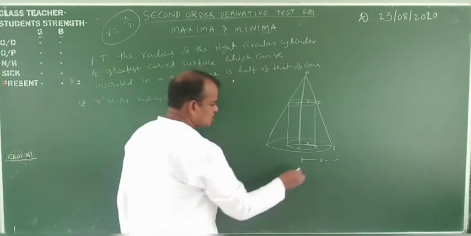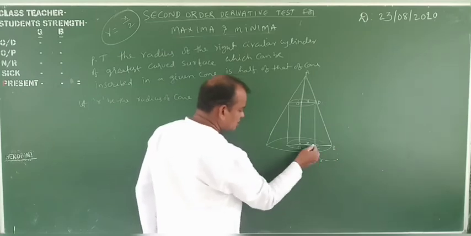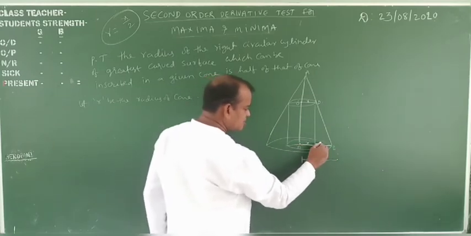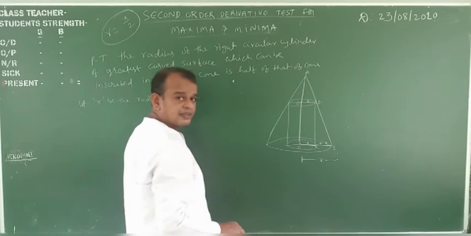What about this, my dear students? This one total is r. This is x. What about this? This is r minus x.